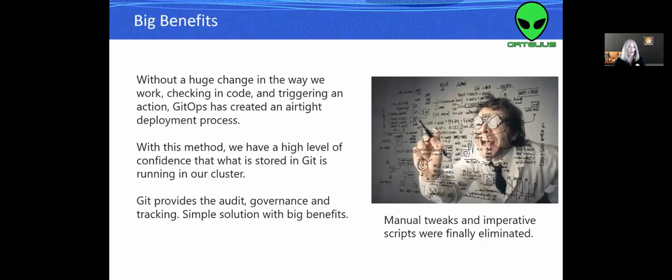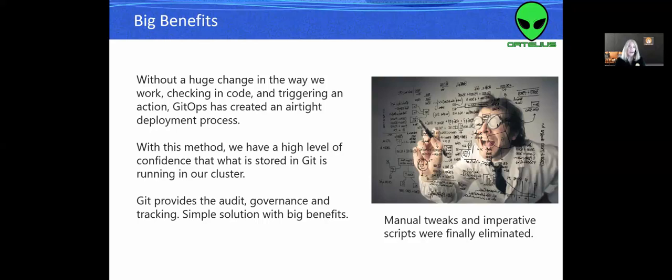So it had big benefits, and it has big benefits, because without a change in the way we work, everybody pretty much knows how to submit a change request, or I'm sorry, submit a pull request. We were able to create a hermetic deployment process that didn't require a whole lot of learning and was super easy. Just checking in the code or triggering an action, and GitOps has created this airtight deployment process for us.